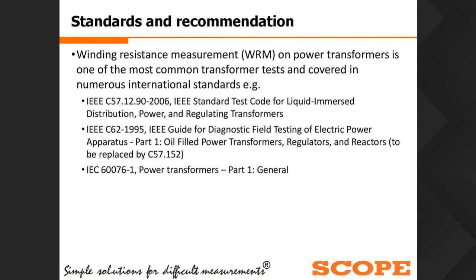Now, from here onwards, we will focus on the transformer winding resistance test. Basically, transformer winding resistance measurement on a power transformer is covered in various international standards, that is IEEE C57.12.90-2006, IEEE C62-1995, and IEC 60076-1. Similarly, this test is also covered in IS standards, that is IS 2026.